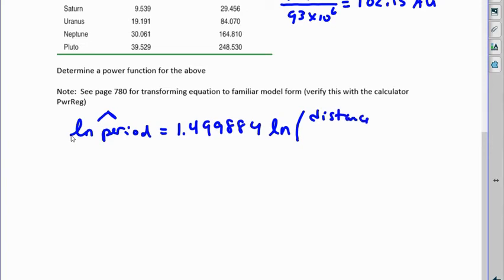By using linear regression on my L3 and my L4, I can come up with the equation, which is the natural log of the period is 1.499884 natural log distance from the sun plus the y-intercept of 1.6179 times 10 to the negative 4. And so that is the equation, the model that I generate using a natural log, which has a base of e.